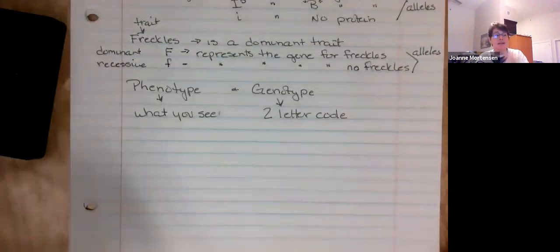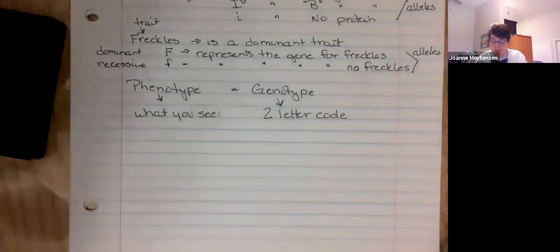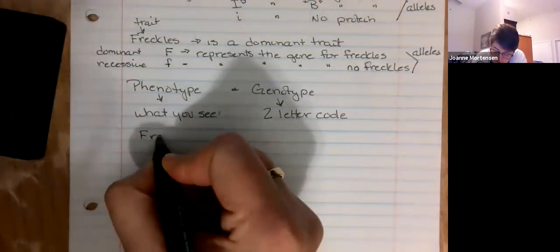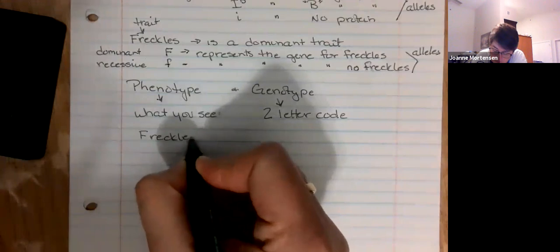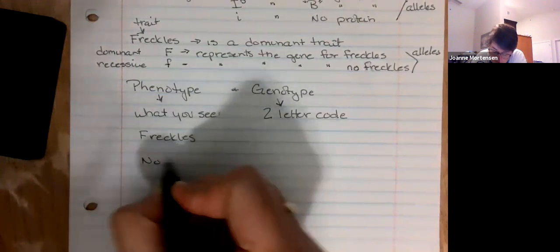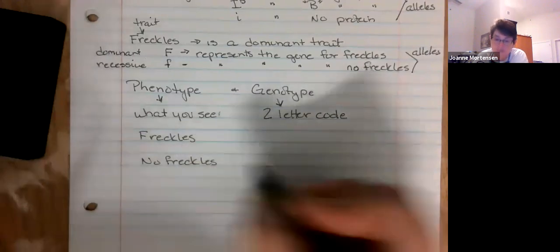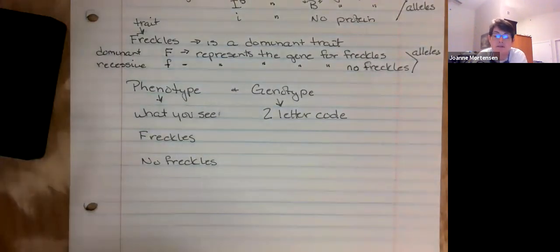So if I'm looking at somebody, either they have freckles or they don't. That's the phenotype. That's it. There's no half freckles or sort of freckles. Either you have them or you don't. Even if you have one, that's considered to have freckles.